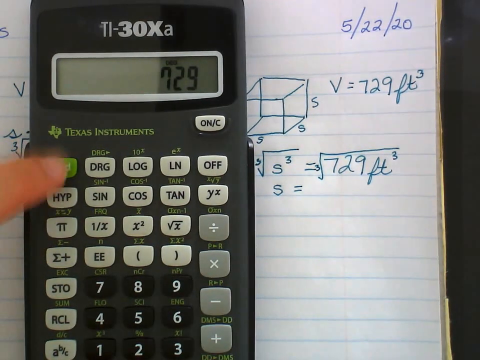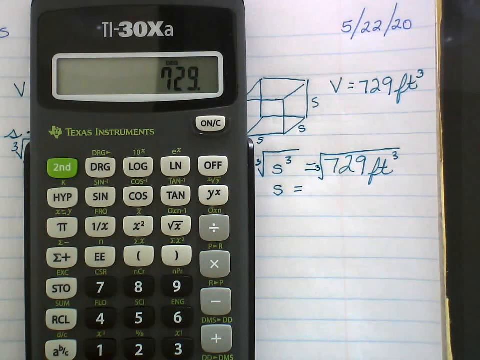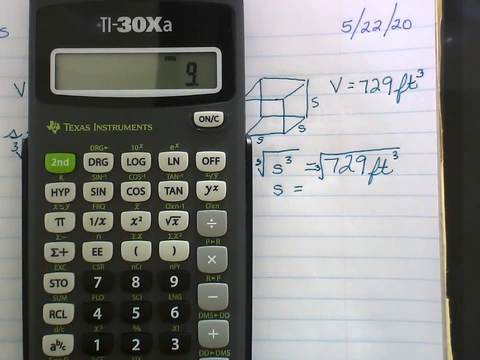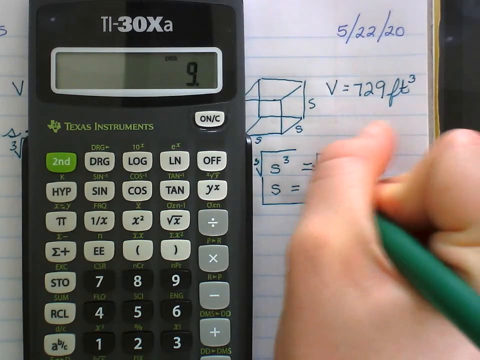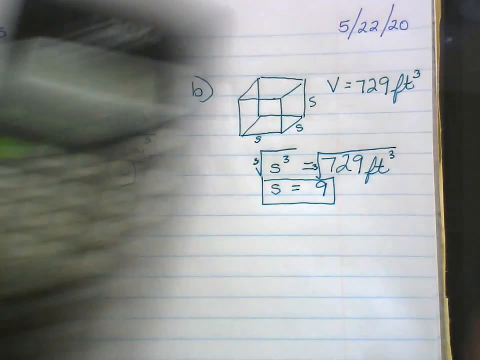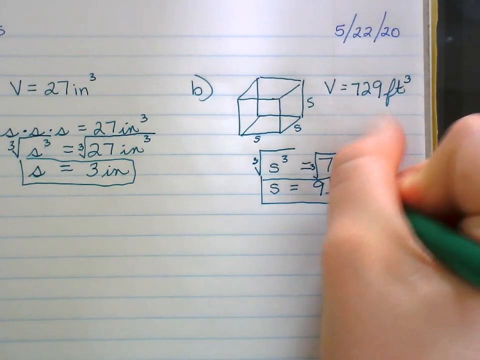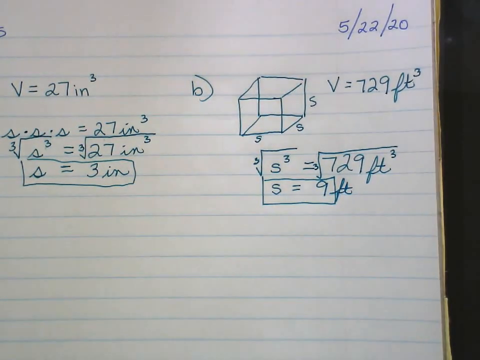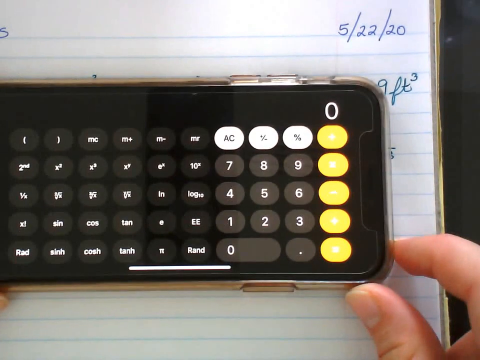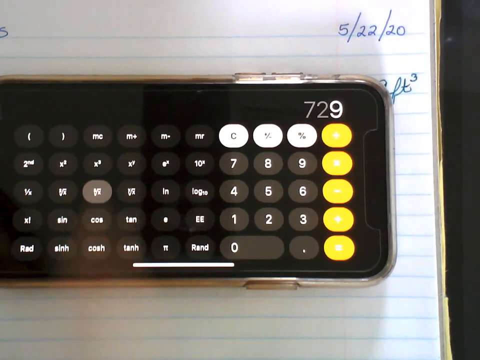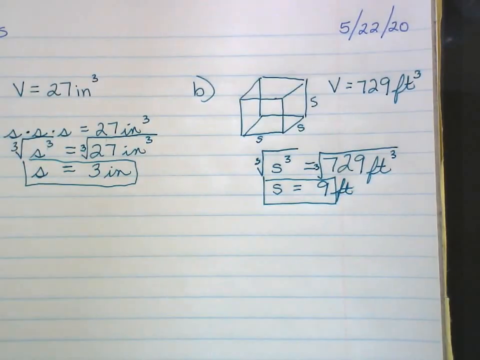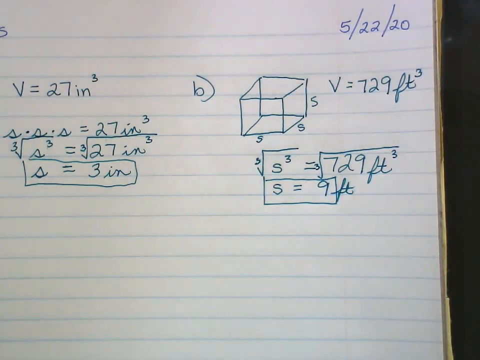729, second this button, 3 because it's cube root, equals 9. So 9 times 9 times 9 equals 729 feet. If you're using your phone calculator, 729, and it's right under x cubed, 9. So, cube root.